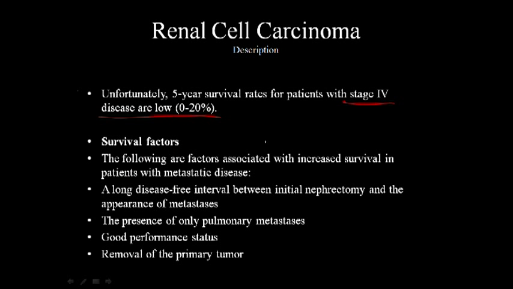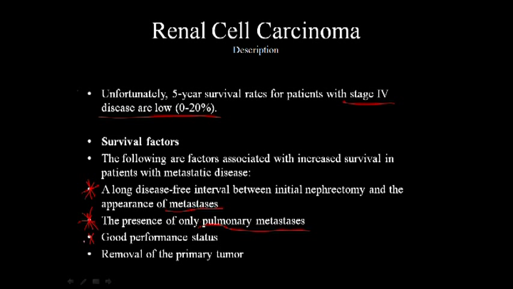Survival factors. The following are factors associated with increased survival in patients with metastatic disease. Number 1 is a long disease-free interval between initial nephrectomy and the appearance of metastasis. So initially you don't have a metastasis, but you have a good span between the time that you take the nephrectomy out and then there's metastasis maybe 3 years down the road. And so that is a good survival tool. Also, the presence of only pulmonary metastasis. If you only have pulmonary metastasis, then you increase your survival rate as well.